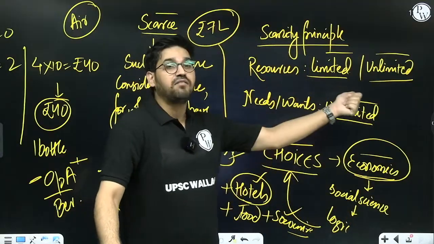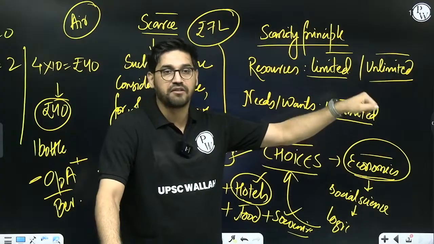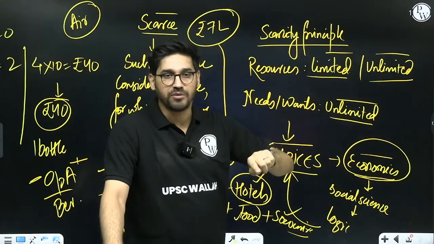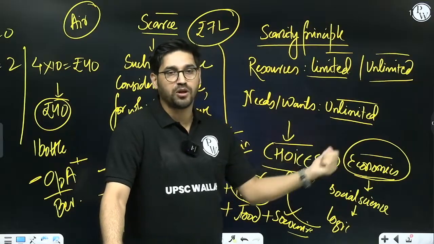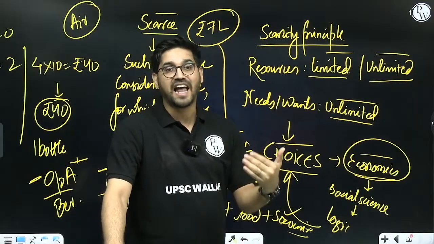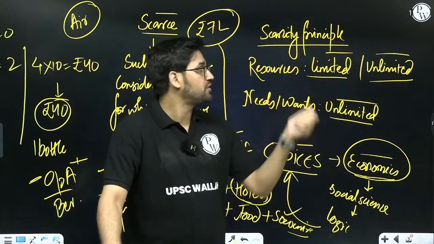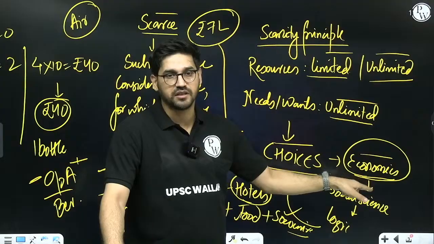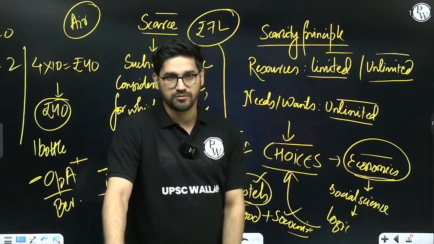But we don't have unlimited resources. Therefore, we have to use resources rather economically so that the needs and wants of maximum people can be fulfilled, or we maximize the use of these resources. That is what economics is concerned with as an academic discipline.